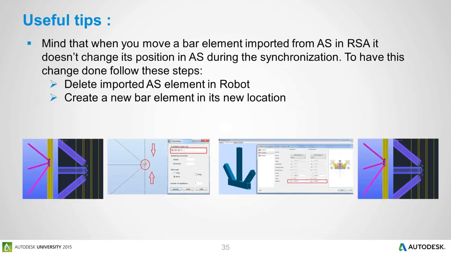As you remember, the key assumption of the link was not to destroy already fine-tuned models during the synchronization. This is why moving imported from advanced steel elements in Robot will not change the position of these elements in Advanced Steel during the synchronization, and that was this truss connection that I demonstrated.